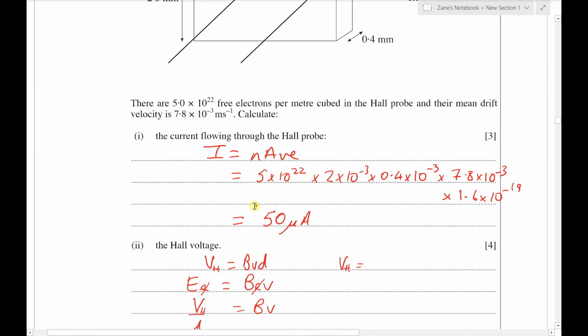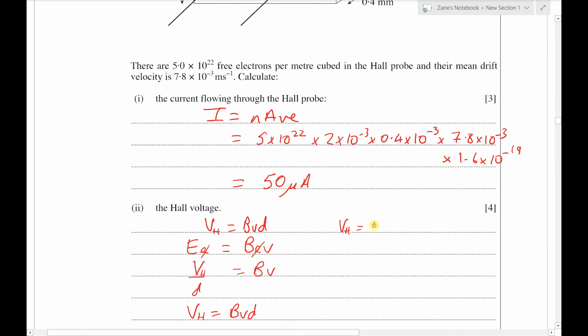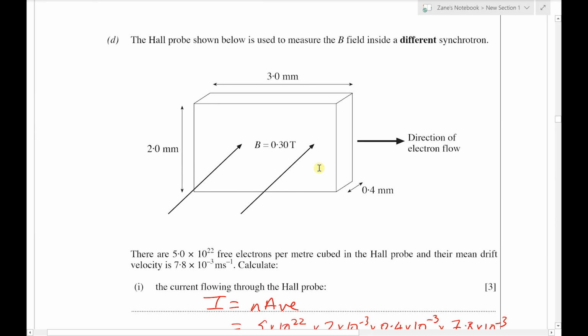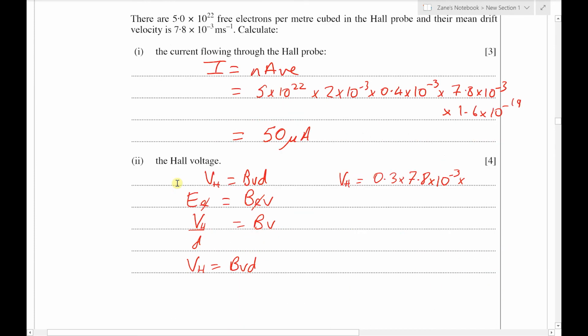The magnetic field strength was 0.3 Tesla. The velocity of these electrons is 7.8 times 10 to the minus 3. And the d here is going to be the distance between the two plates. What's going to happen here is one of these plates is going to become positive, one is negative. I'm calling them plates, it's just the top and bottom of the Hall probe. The d that we're going to use here is the distance between them of 2 millimeters. Putting those into a calculator, we get 4.68 microvolts, 4.68 times 10 to the minus 6 volts.